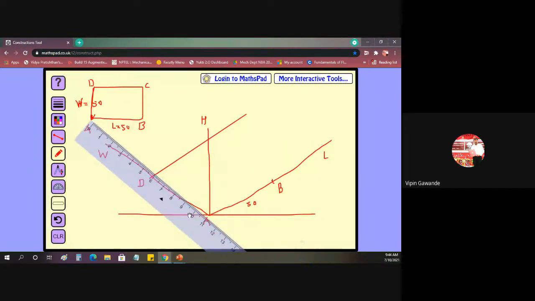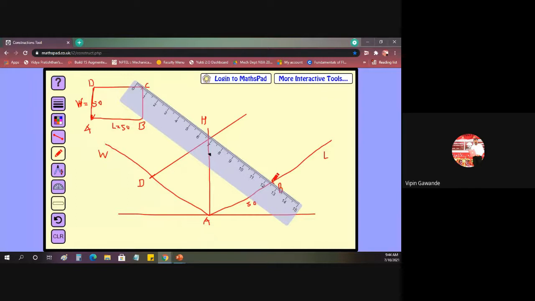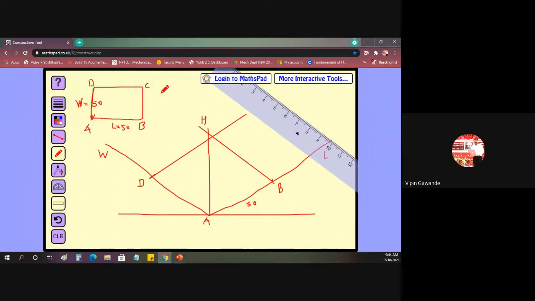You have to keep your roller scale at B parallel to AD. Parallel to AD. So it will come from here, something like this. So when you draw the lines, you will get the intersection here. That intersection is C.